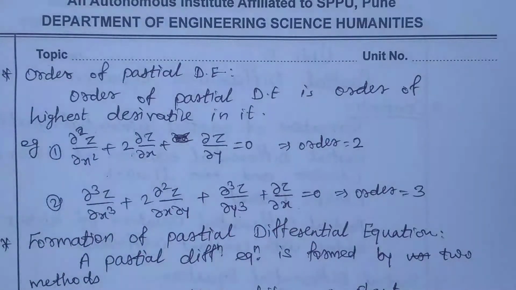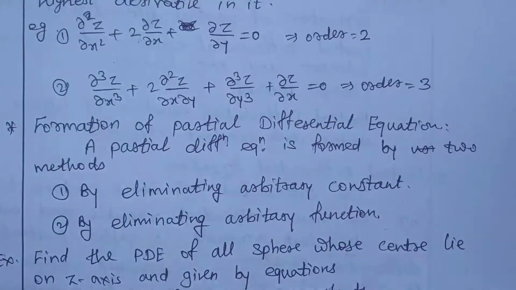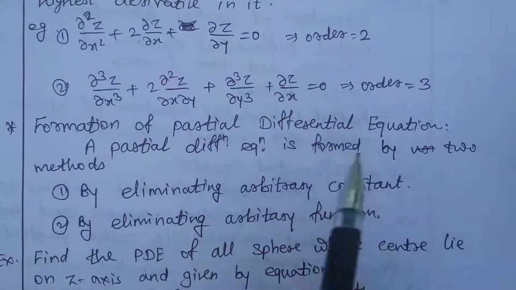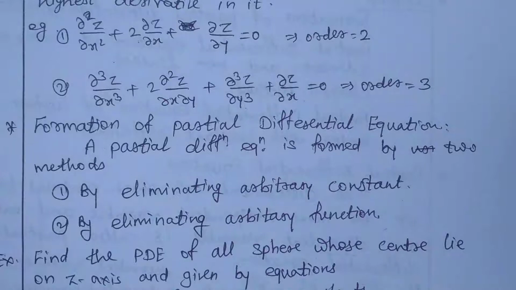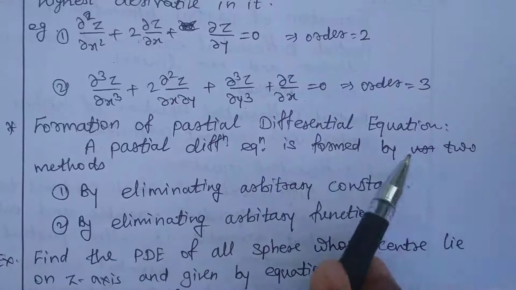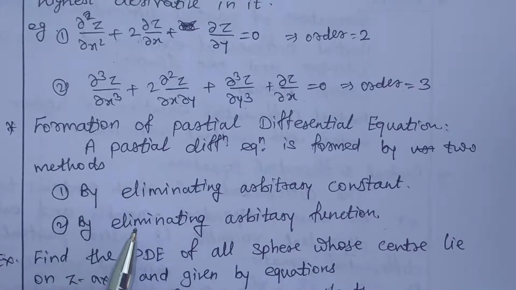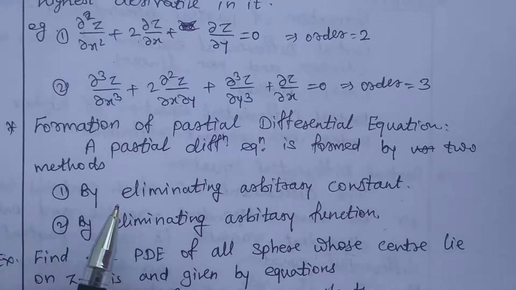Now we are going to start the first topic of this unit, that is formation of partial differential equations. That means we are given a function z in terms of x and y, and by using that function we have to form a differential equation. So how do we form one? A partial differential equation is formed by using two methods.